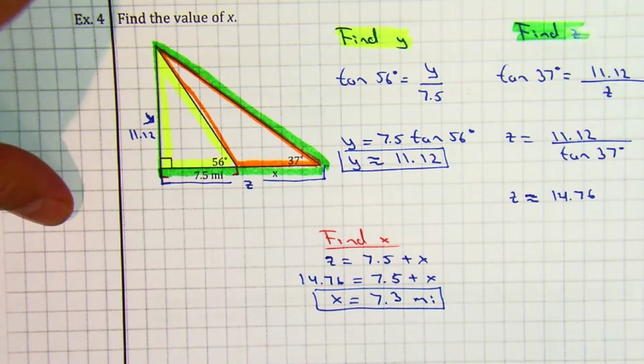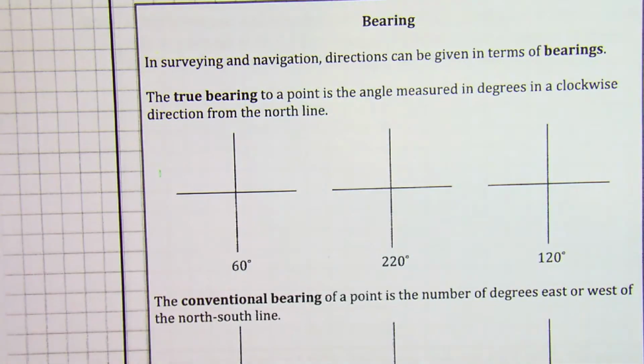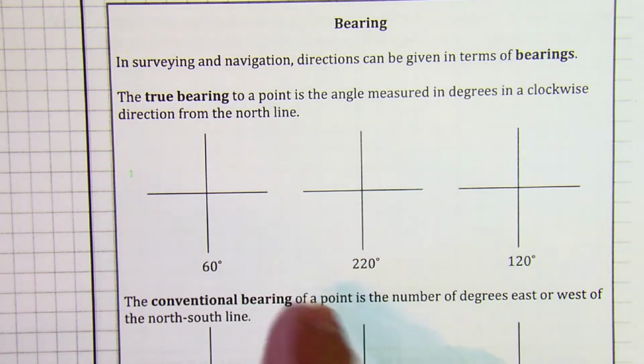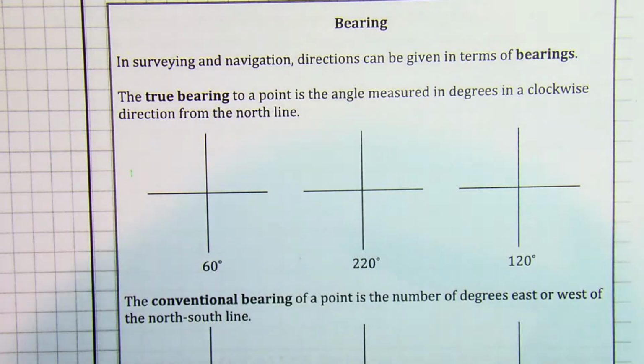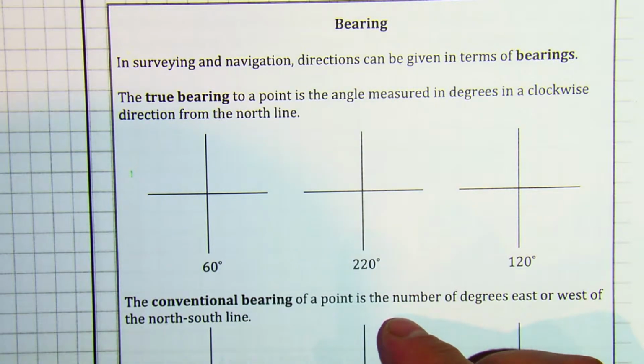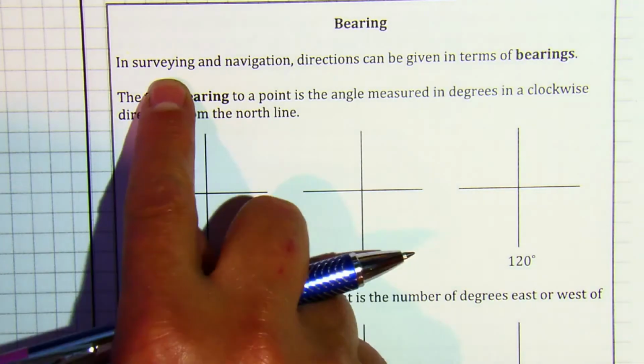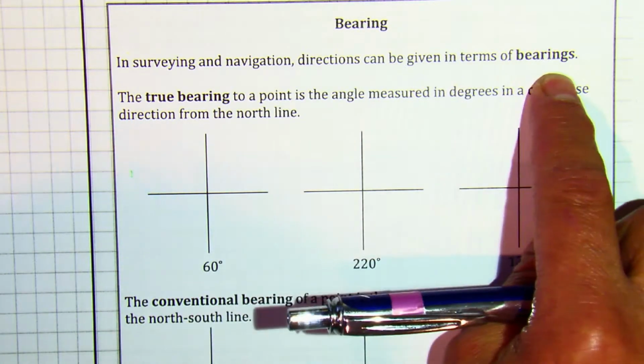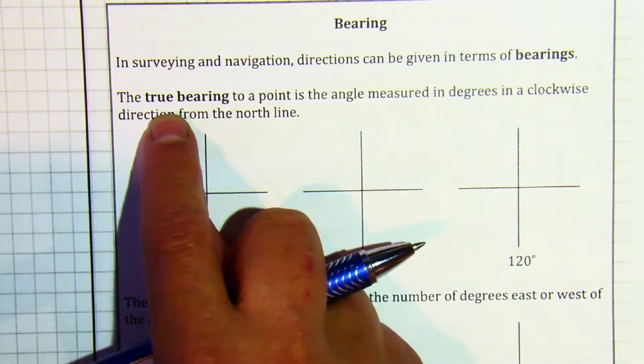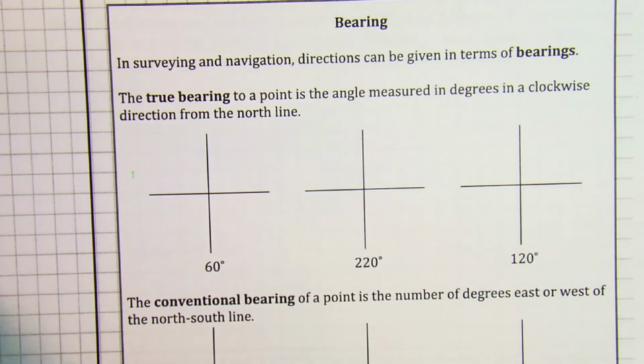So now we're going to continue with more applications dealing with bearings. So take the time to paste your card or copy it down, and we'll start once you are ready. In surveying and navigation, directions can be given in terms of bearings. We have two types of bearings that we're going to cover.